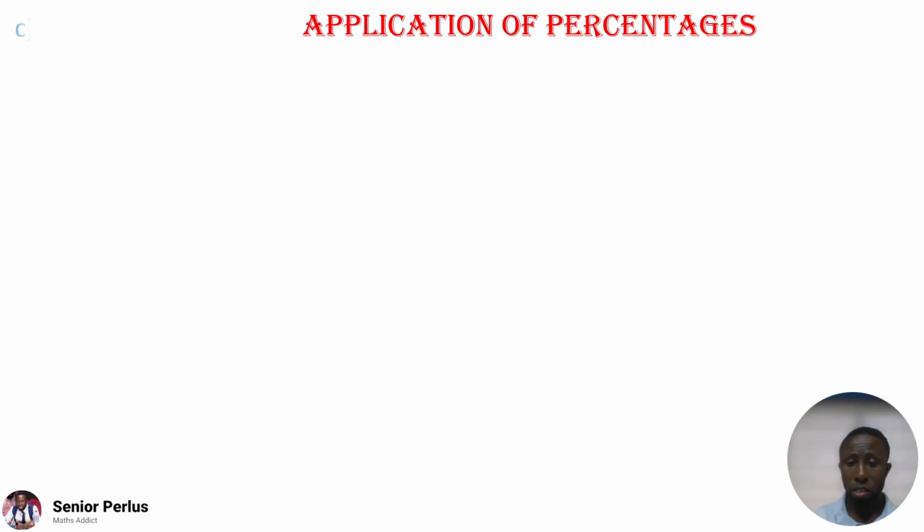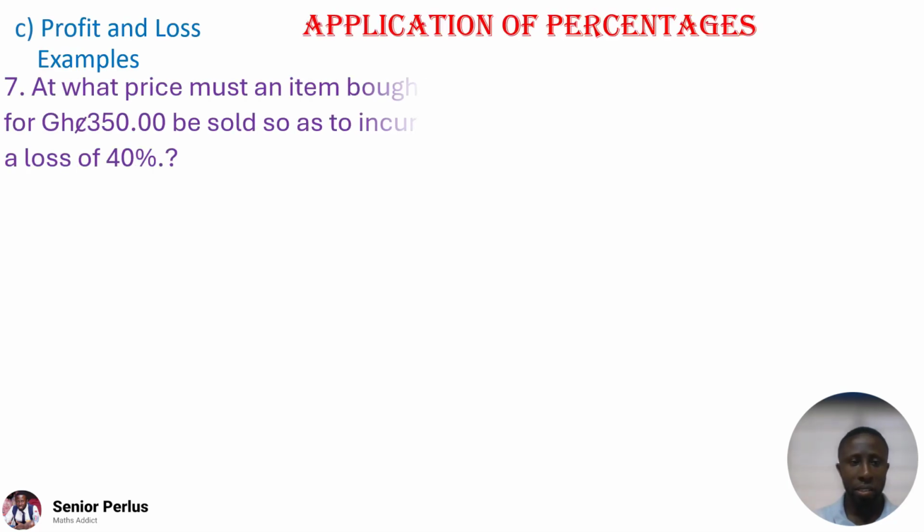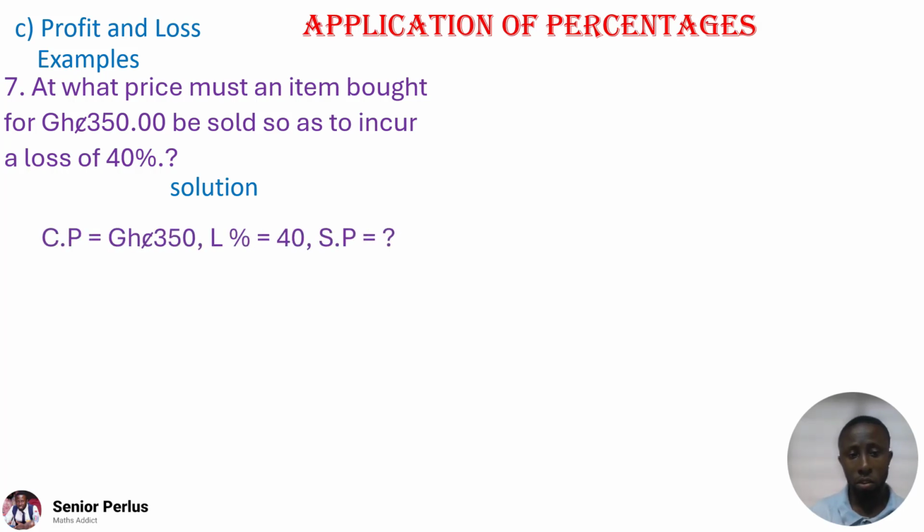The next example, and this will be our seventh example. At what price should an item bought for 350 Ghana cedi be sold so as to incur a loss of 40%? So here we have the cost price and the loss. It means that we have to find the selling price.